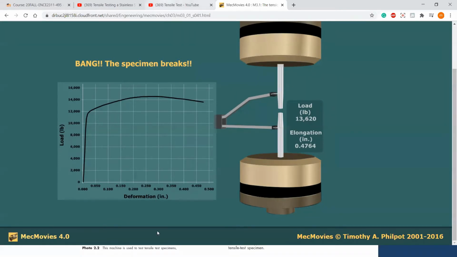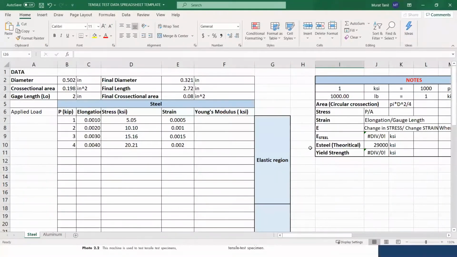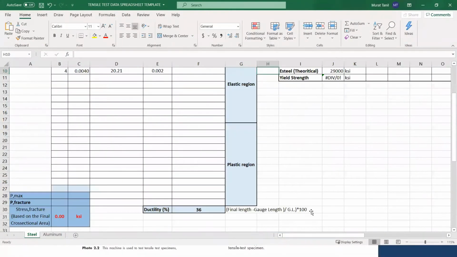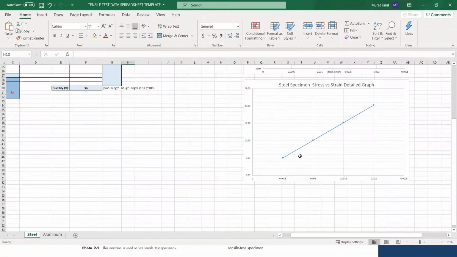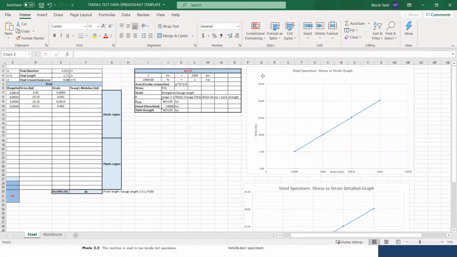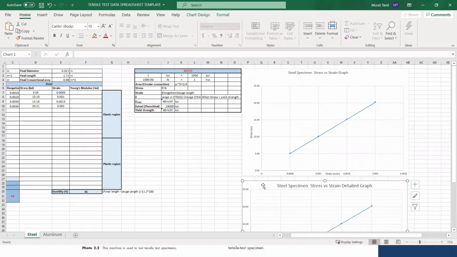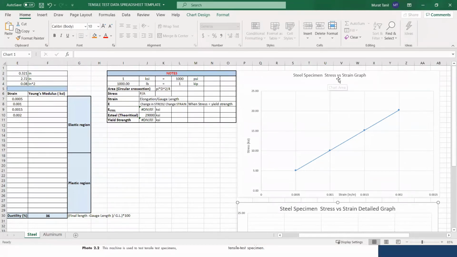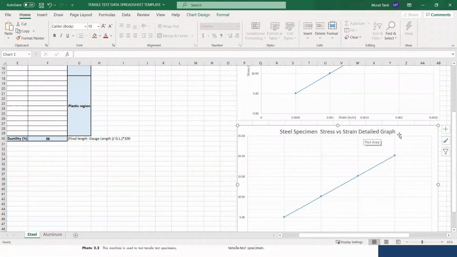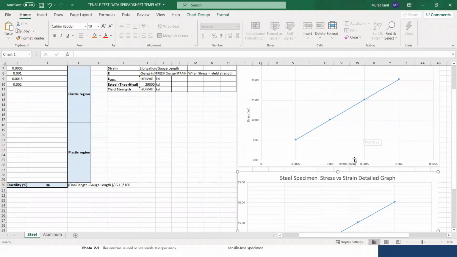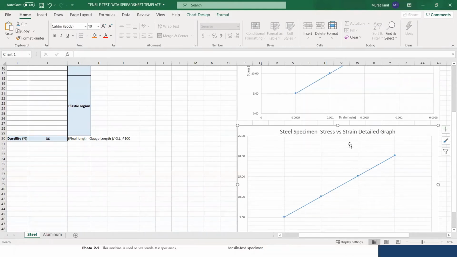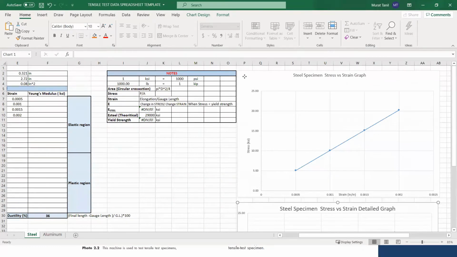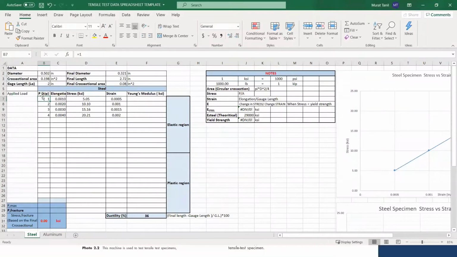So you can go back to your spreadsheet. If you are looking at the spreadsheet on your computer, I have only 2 graphs, and those are specifically for steel specimen. One is a stress versus strain graph. One is a detailed stress versus strain graph. Now I'll explain why we need the detailed graph. You can also add the load versus deformation graph by using only these 2 columns.